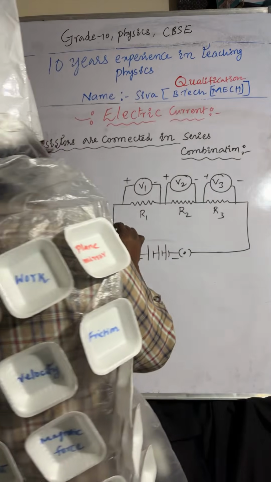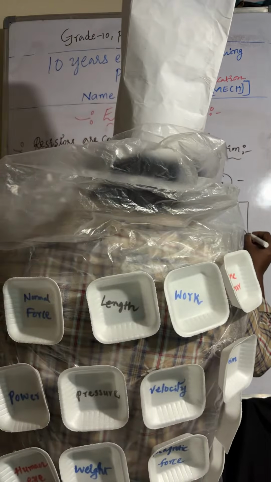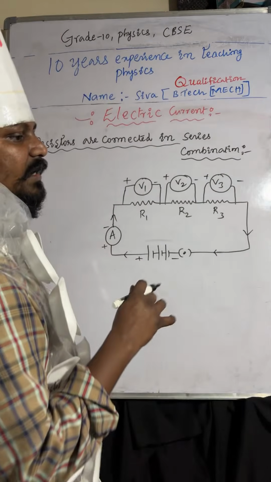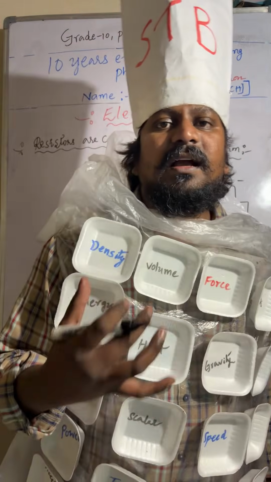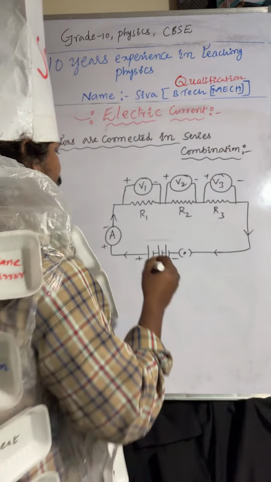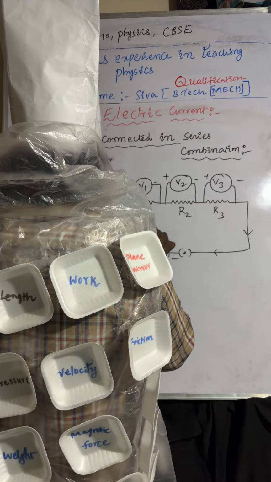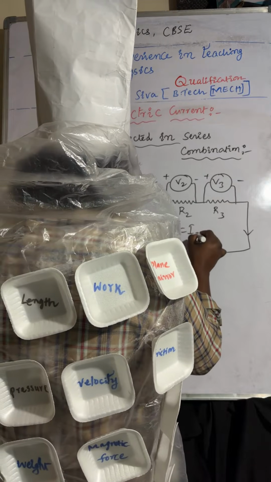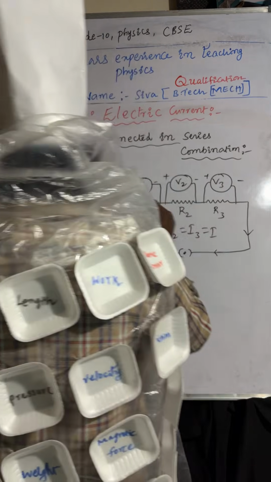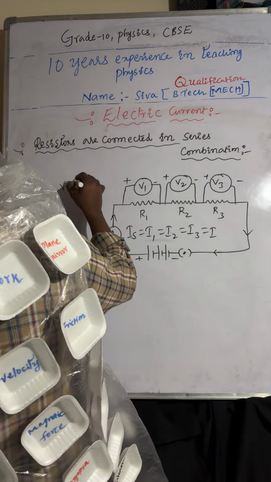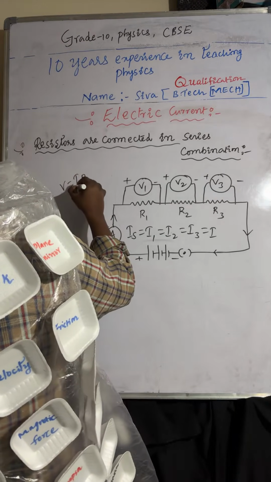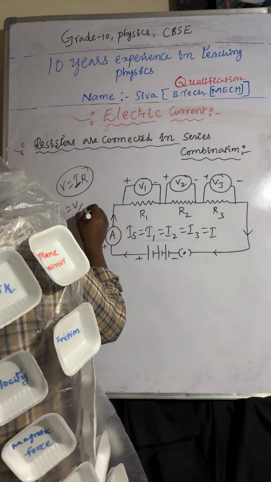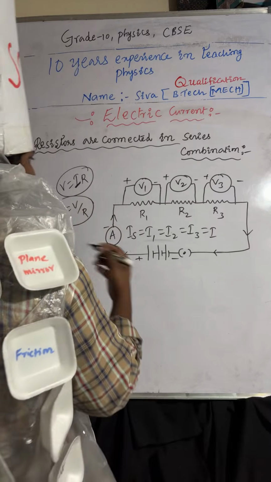So here throughout the circuit, you can observe current is the same. Current is the same in series combination. Understood or not? So I equal to I1 equal to I2 equal to I3 equal to I. Whereas potential difference V equal to IR, and I equal to V by R.